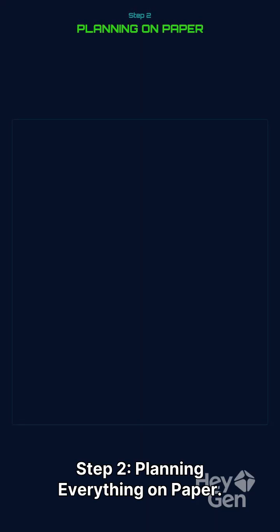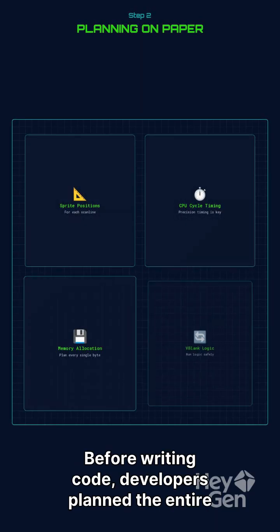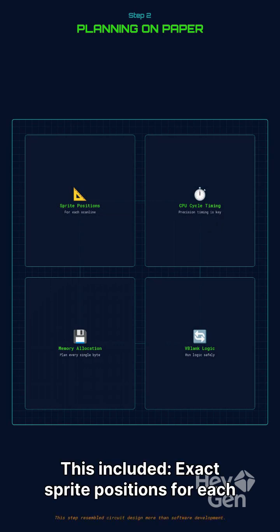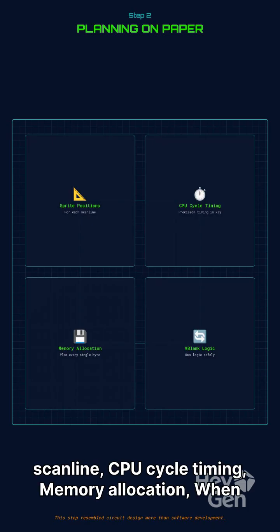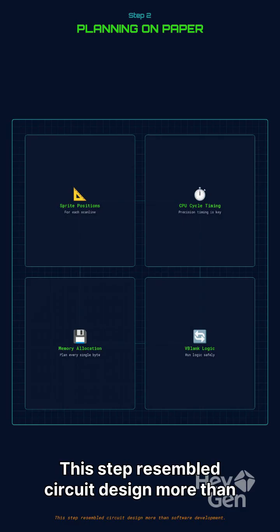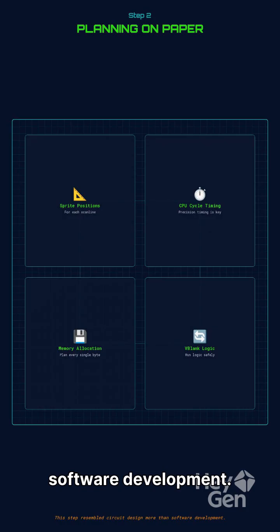Step 2. Planning everything on paper. Before writing code, developers planned the entire game on paper. This included exact sprite positions for each scan line, CPU cycle timing, memory allocation, when logic could safely run during vertical blanking. This step resembled circuit design more than software development.